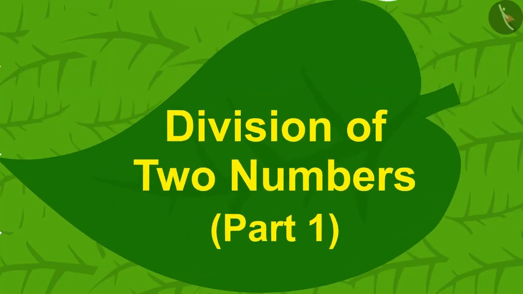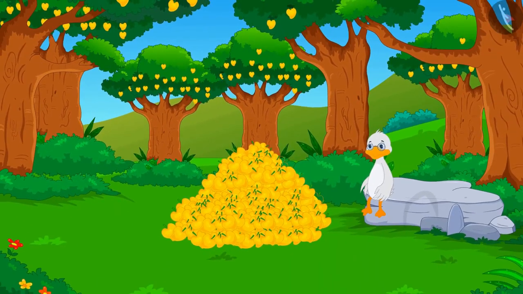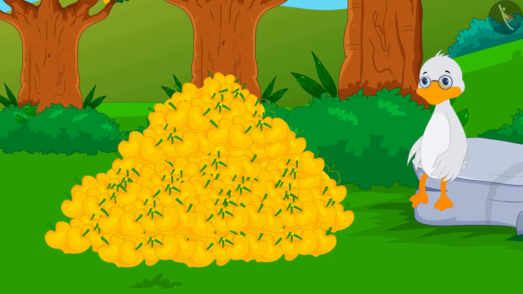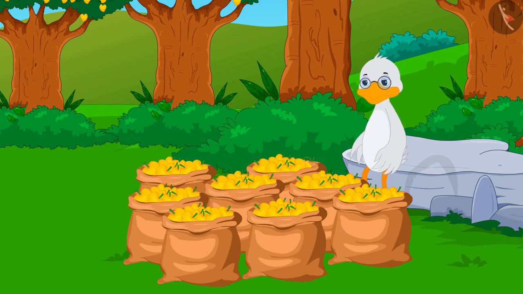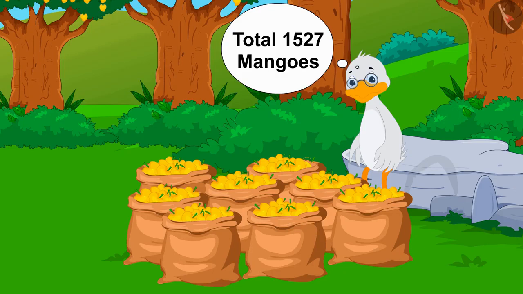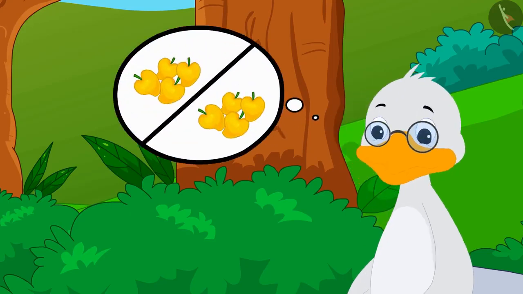Hello kids! In this video, we will learn how to divide two numbers. This time, a lot of mangoes have grown in the garden of Badbole uncle. When uncle counted those mangoes, he came to know that he had a total of 1,527 mangoes. Uncle decided that he would form groups of 4 mangoes and distribute them among the villagers.